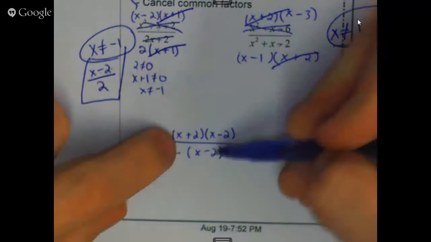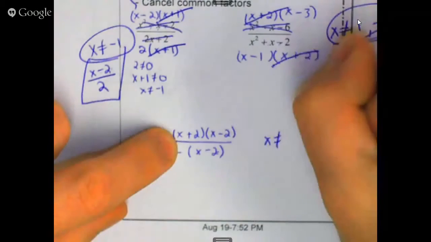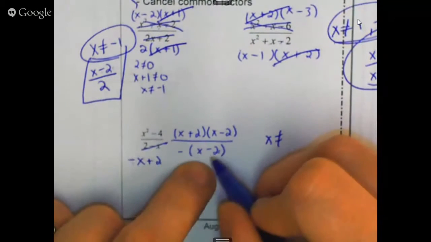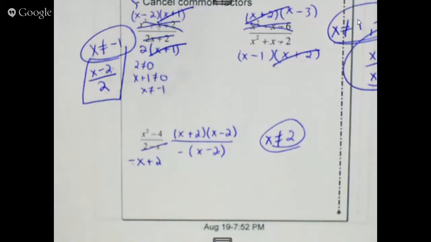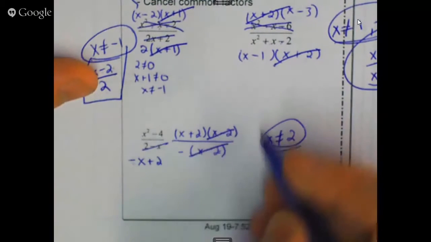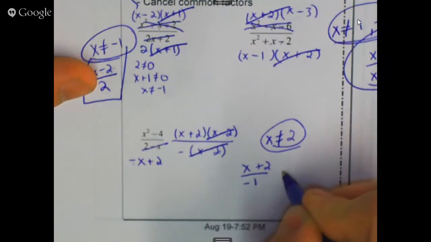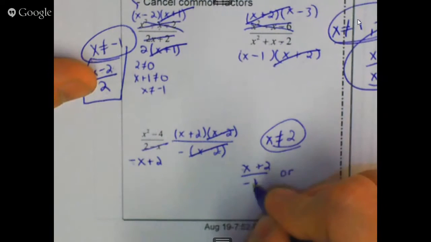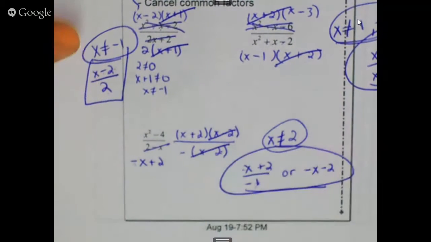Now, before you cancel, you've got to do step 2, and that's state domain restrictions. So x cannot equal... well, that doesn't have an x, so it doesn't matter. And what makes this 0? That would be a positive 2. Now we get to cancel. So x plus 2 over negative 1 is an acceptable answer, or I can divide both of these by negative 1: minus x minus 2. I would accept either one.